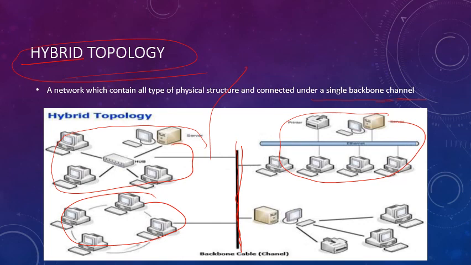Hybrid topology. So the way through which we connect computers is known as a topology. Computers or any other devices, like we can connect a printer, scanner, or cameras also. So when we connect different types of devices in a particular way, they form a topology that is known as a network topology.